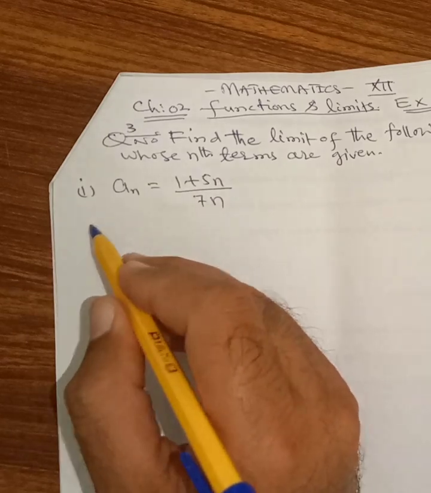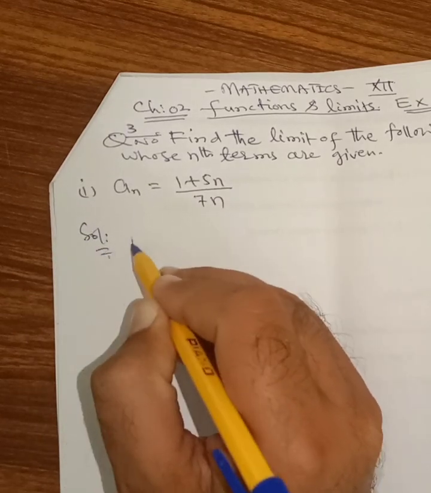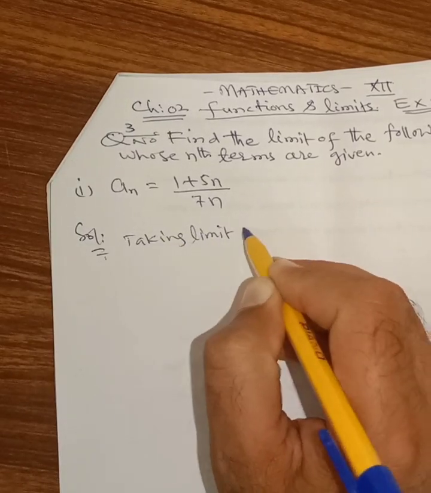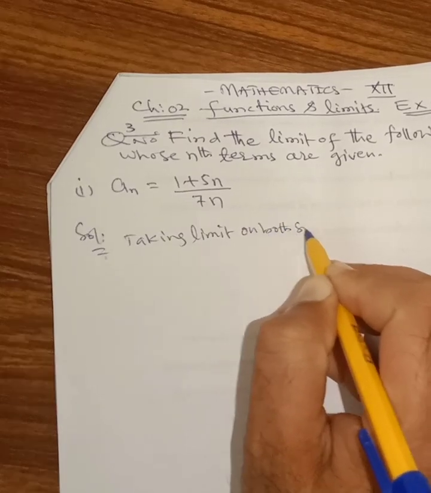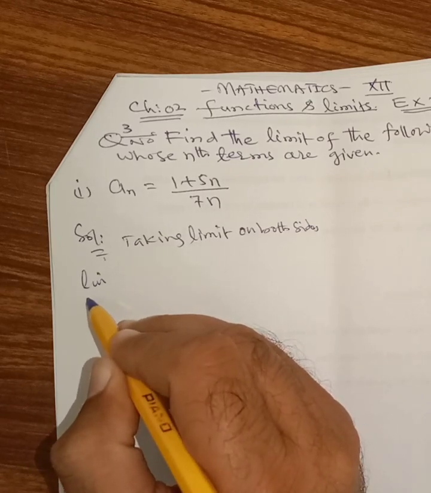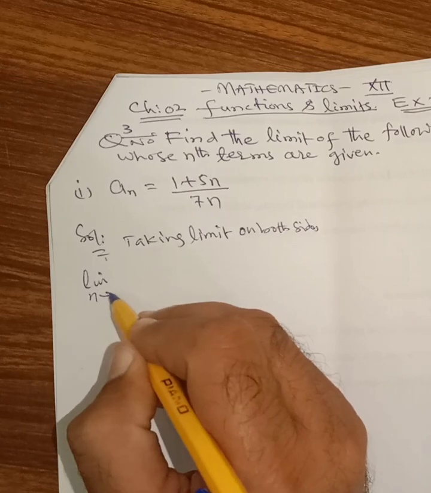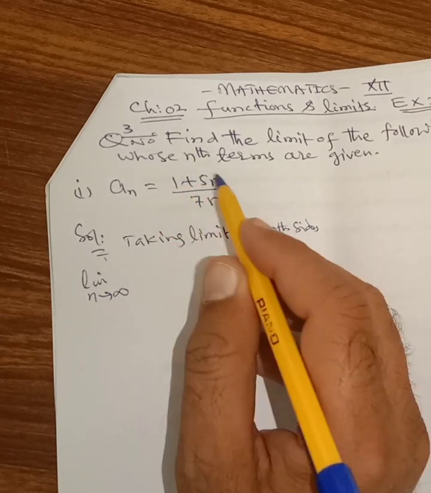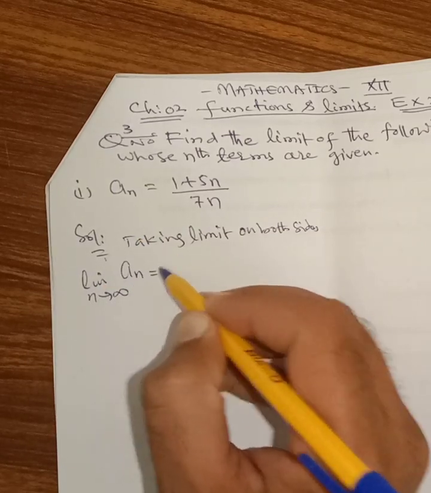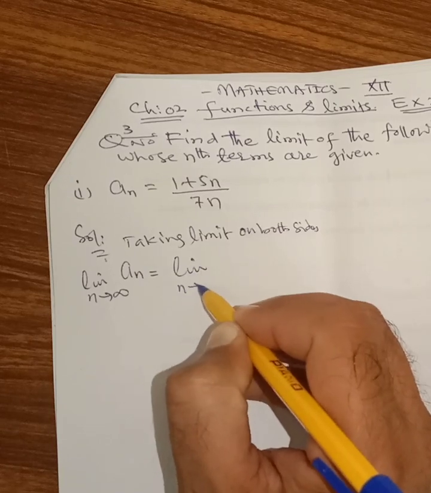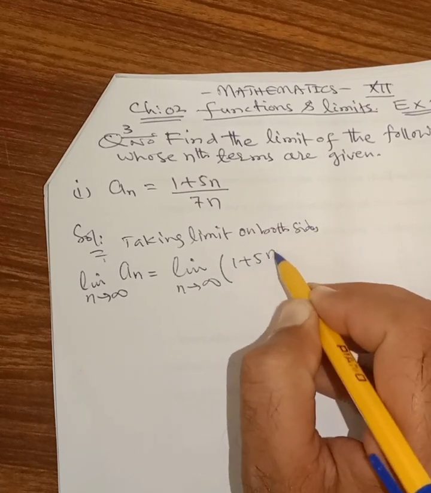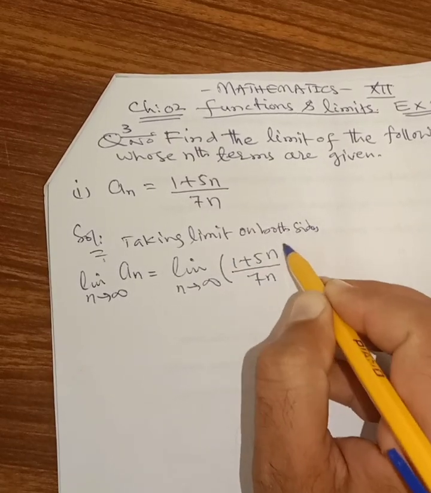So the procedure is solution, taking limit on both sides. So on both sides, okay. So what we will do, actually, we will write limit. If it is n, we will write n tends to infinity. If it is x, we will write x, or whatever the variable is, we will write that variable here. Limit of an is equal to limit n tends to infinity of this whole (1 plus 5n) over 7n. It's a simple question.